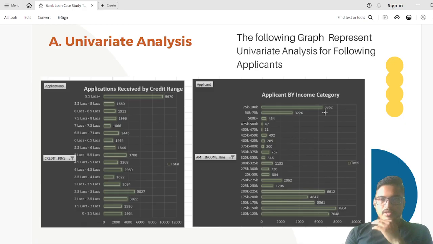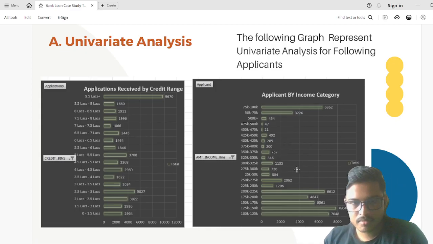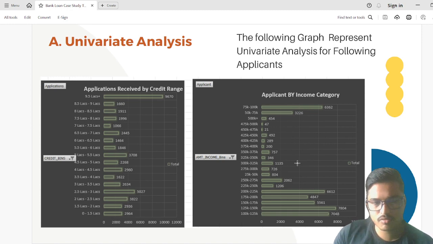While talking about applicants by income category, we can see the maximum people in the income range of 1 lakh to 2.25 lakhs. There is the max number of applicants there, with 7,048 being the lowest. Then we have the income range of 125,000 to 150,000 with 7,804 applicants. These are the data sets. I will talk much more in our insights.